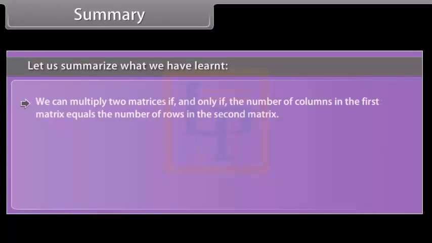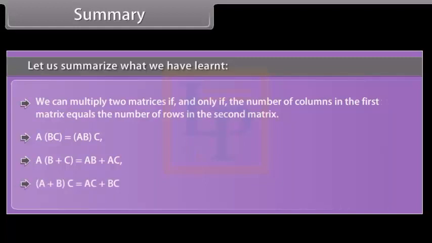We can multiply two matrices if and only if the number of columns in the first matrix equals the number of rows in the second matrix. A into (BC) is equal to (AB) into C. A into (B plus C) is equal to A into B plus A into C. (A plus B) into C is equal to A into C plus B into C.